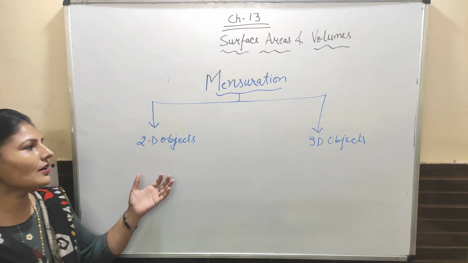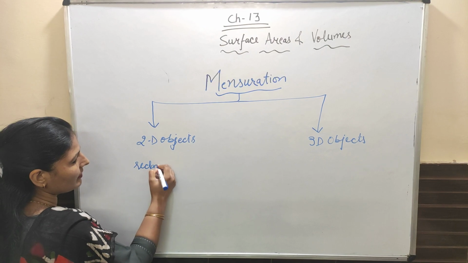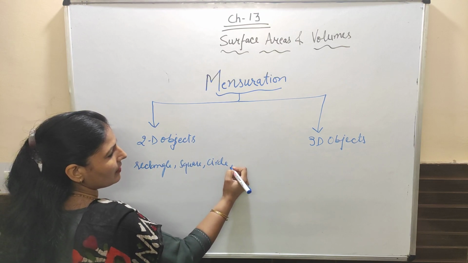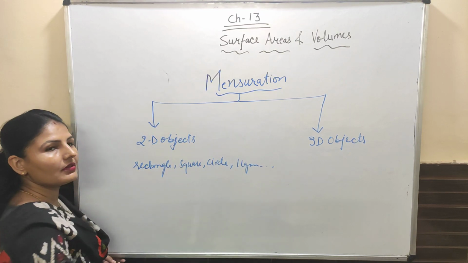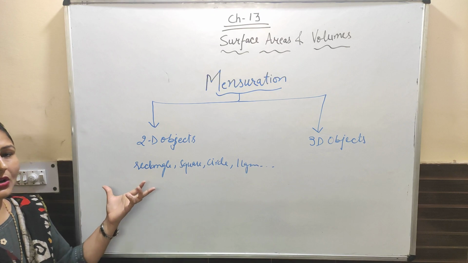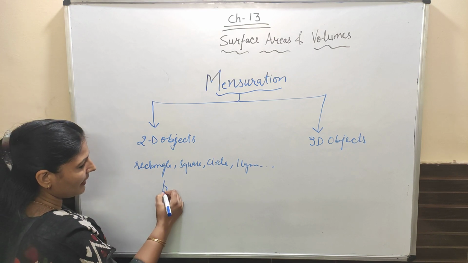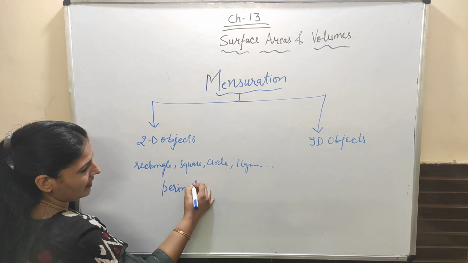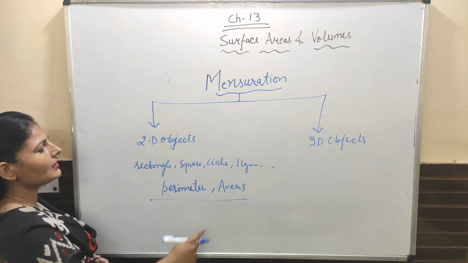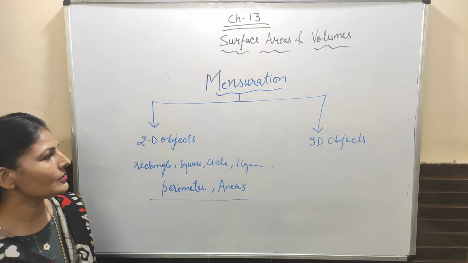In earlier classes, you have studied about 2D objects, for example rectangle, square, circle, parallelogram, etc. Okay? 2D objects are these objects. In these shapes, you have to find perimeter and areas. In earlier classes, you have found perimeter and area of rectangle, square, circle and parallelogram. You know all the formulas also.